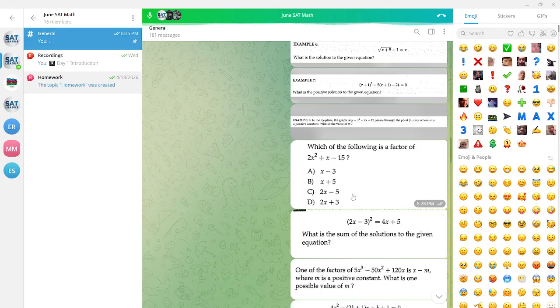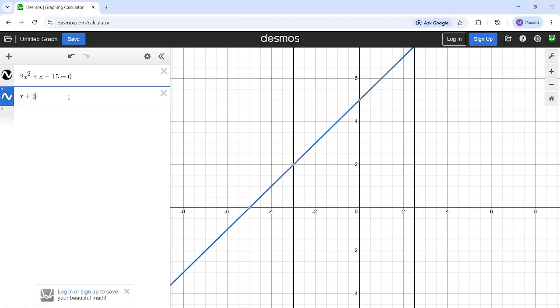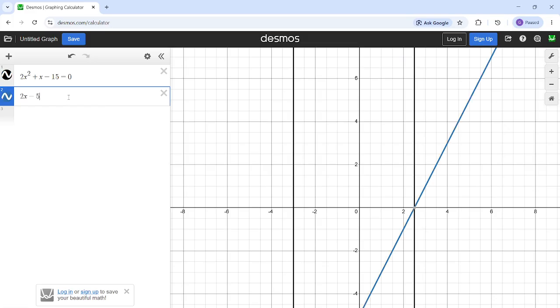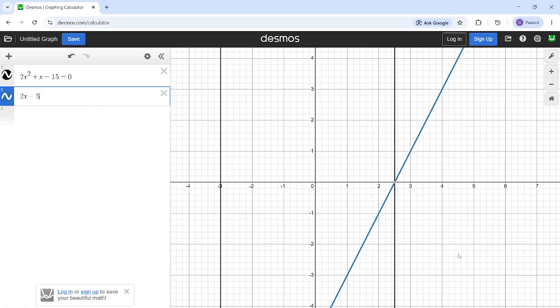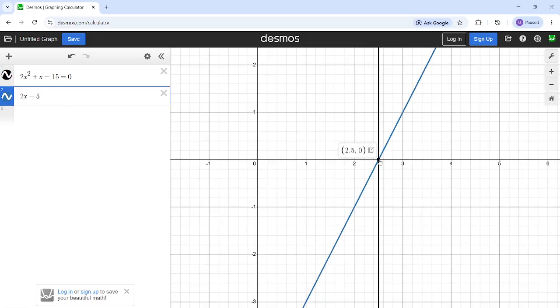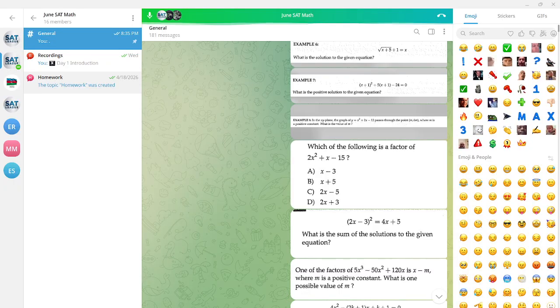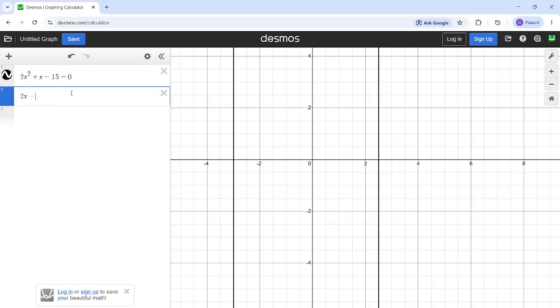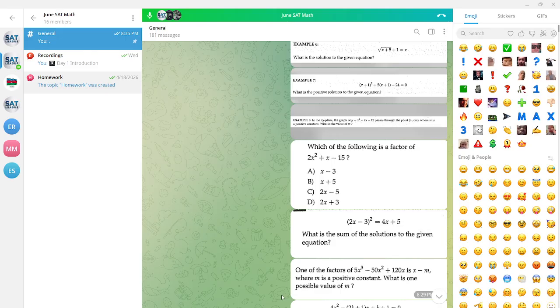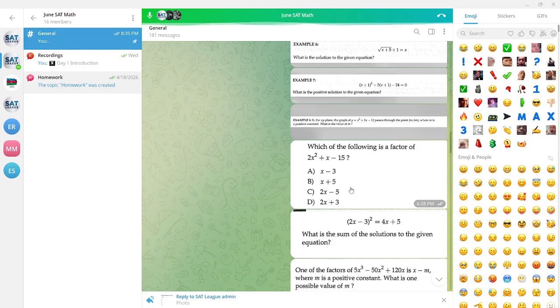And then we have 2x minus 5. But this answer indeed has the same x-intercept as the given equation, meaning it is a factor of this whole thing. So the answer is C. Let's try D, 2x plus 3. Again, 2x plus 3 doesn't work because it has different x-intercepts, so it's not a factor of this equation. The only correct answer is C, right?